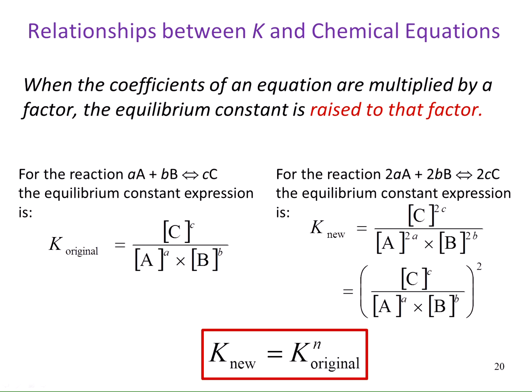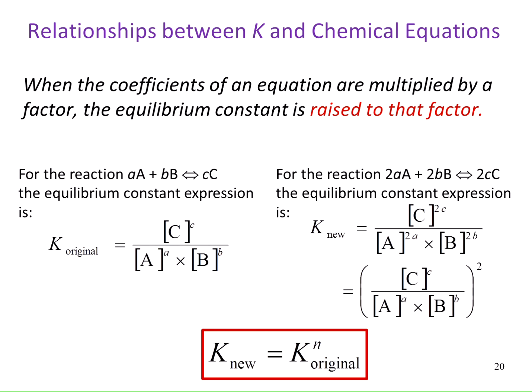So the relationship between the two different equations is that K new is going to be equal to K original raised to the n power, where n represents the factor by which everything was multiplied. In this case, everything was multiplied by 2, so the K value would be K to the second power. This is useful for equations if you look it up and maybe somebody has written the equation with a half for a coefficient.